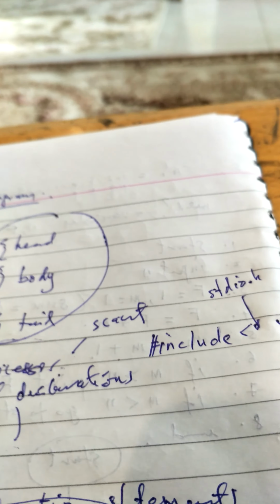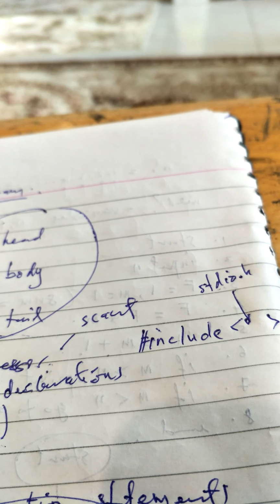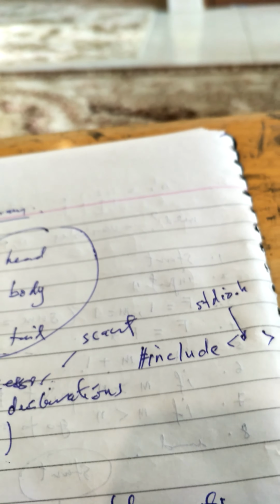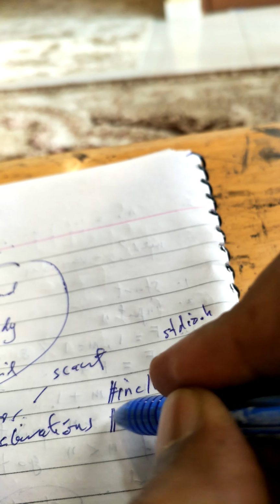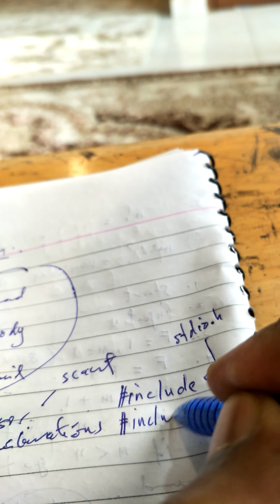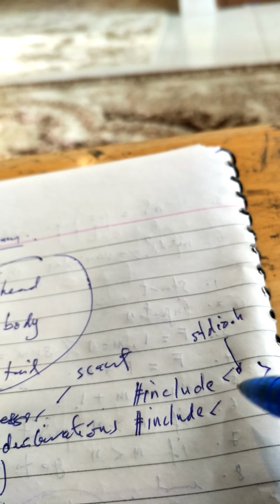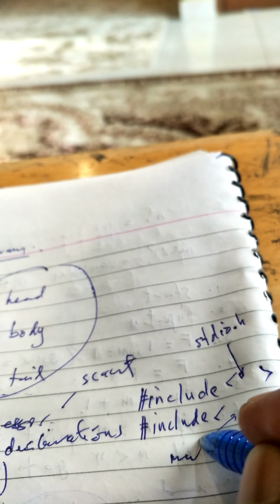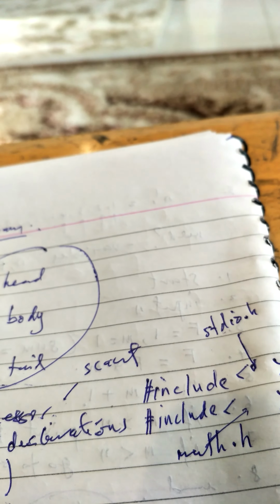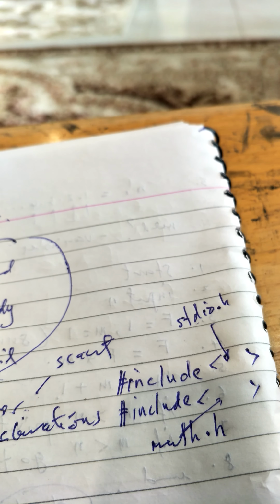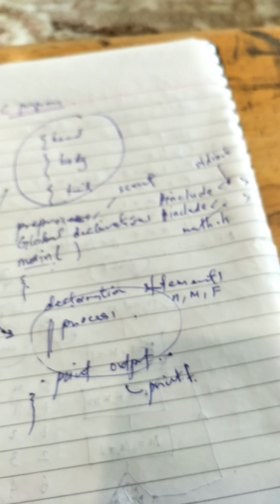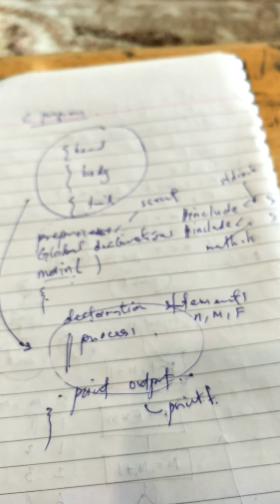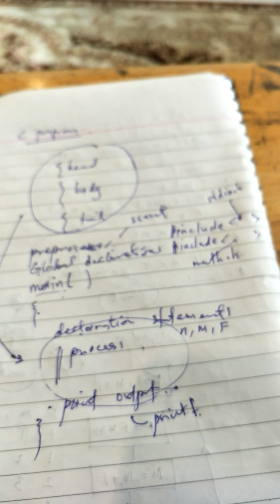If you want to use some mathematical process, for example plus, minus, multiplication, division or whatever it is, we need to include math.h. Okay, so this is all the necessary part in order to develop a C program.